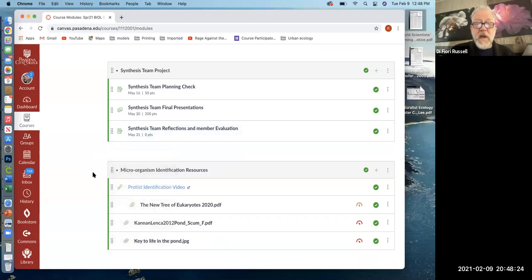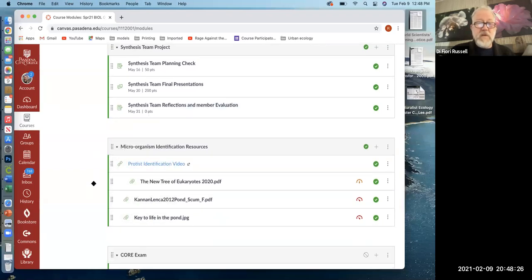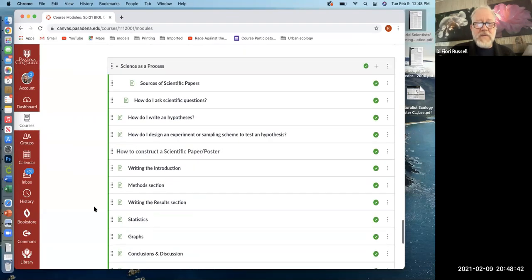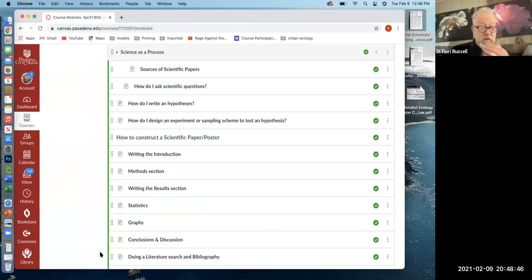And then below that, on the Canvas page here, there's some resources to help you identify microorganisms. There'll be a written take-home exam that we'll do later in the semester. And then it's really just asking you about these projects we've been doing. And then there's a whole unit, a whole module on science as a process. So as I go along and ask you, like, hey, can you write a hypothesis about this?